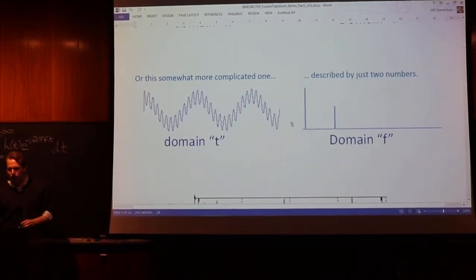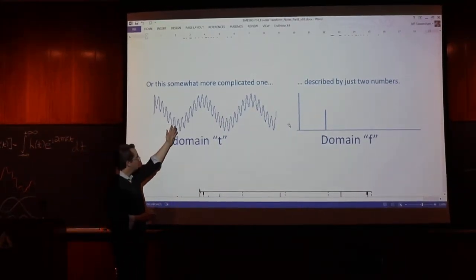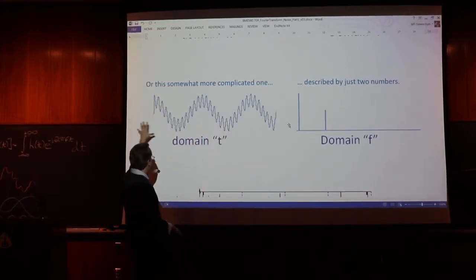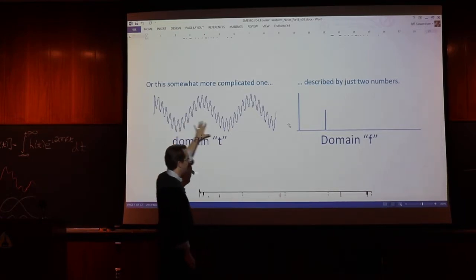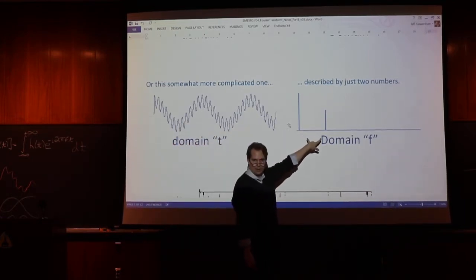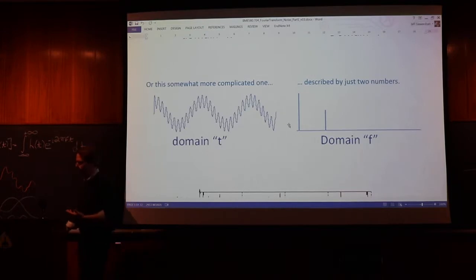Okay, what about a little bit more complicated signal? Here, a slightly more complicated signal. Now, I'm consuming a lot of information to put that in this space. But here, I just represent it by two numbers. Yeah? I think you might be starting to guess what those two numbers are.